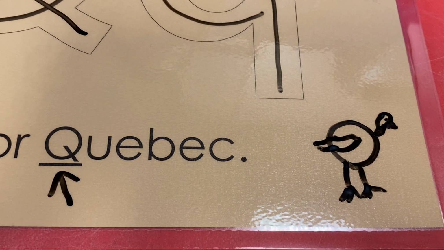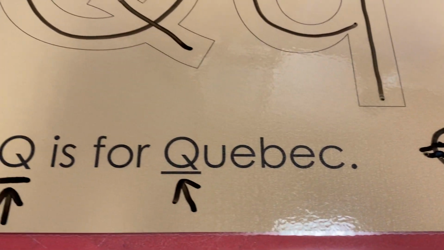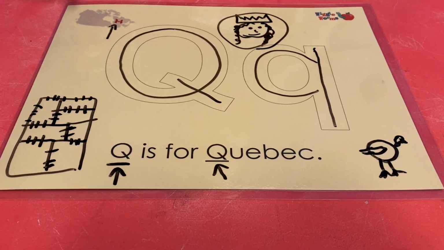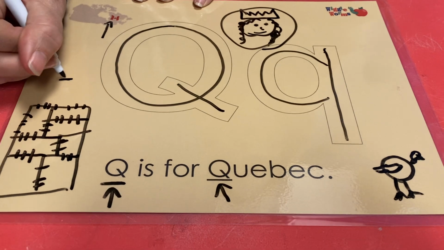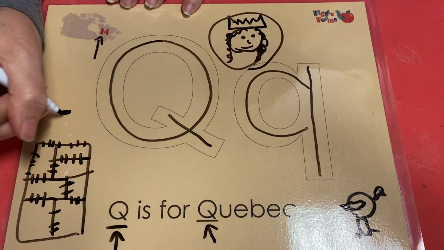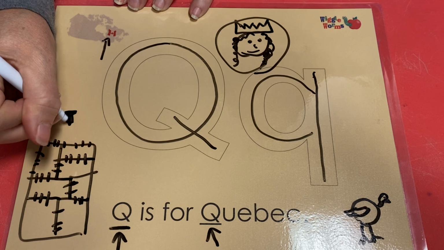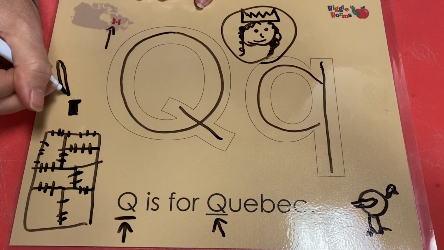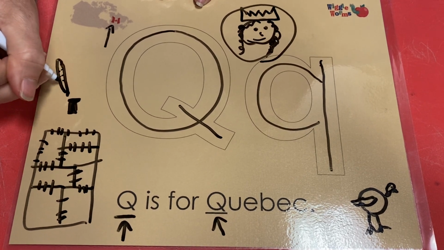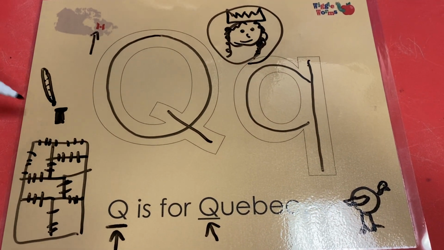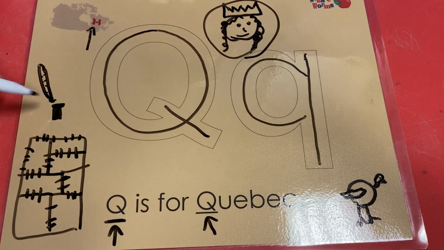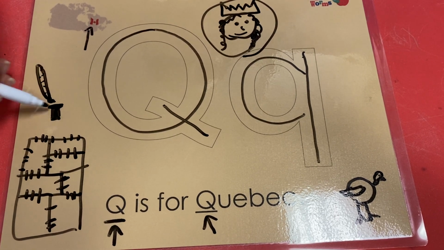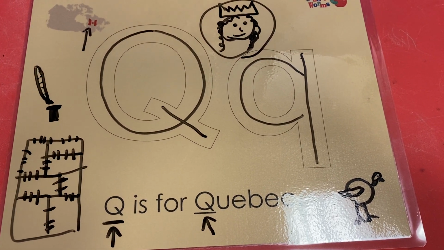Let's see. Can I think of anything else? Queen, quilt, quail. There's a lot of action words like quick. All right. This one you might not know. What is that? That looks like an old-fashioned quill pen. Yep, it is a quill pen. Back in the day, they used to use a feather. They would dip it into the black ink. Therefore, it was called a quill pen.